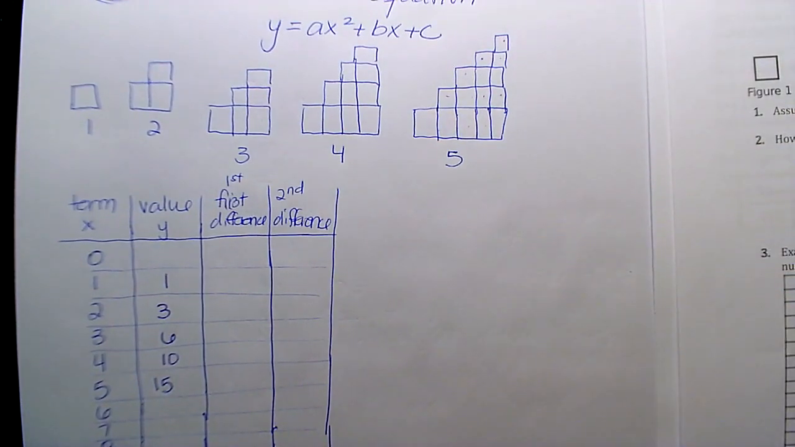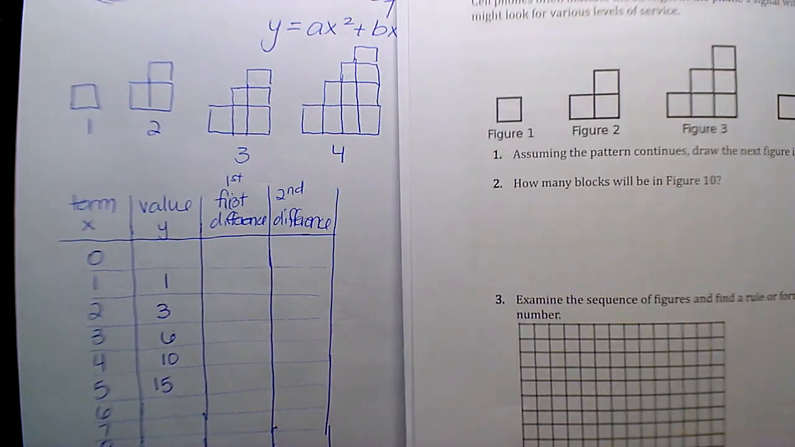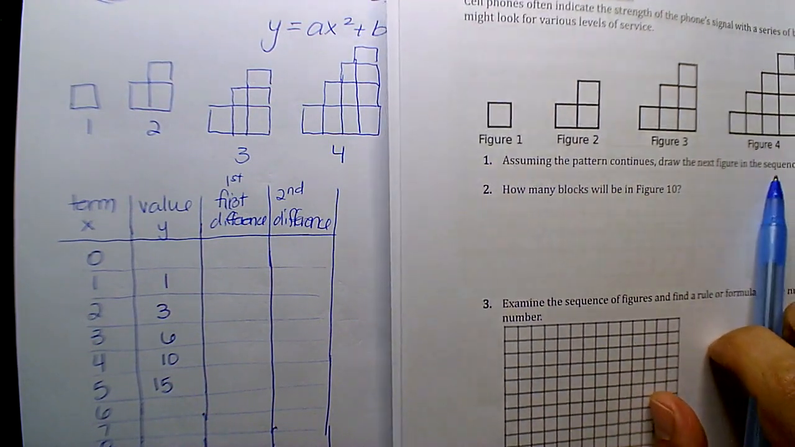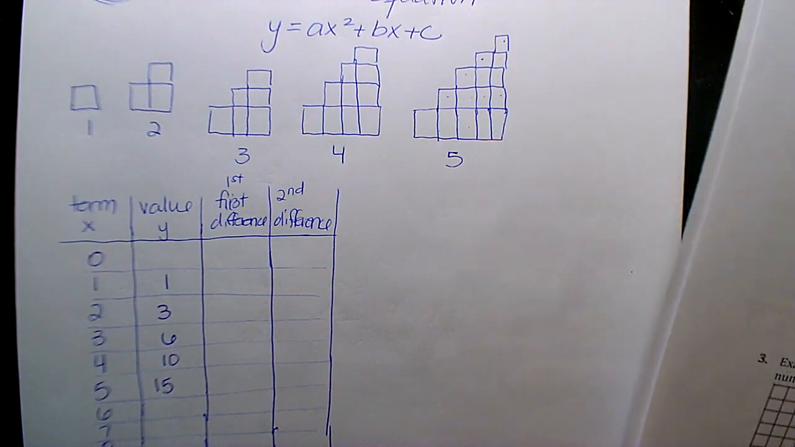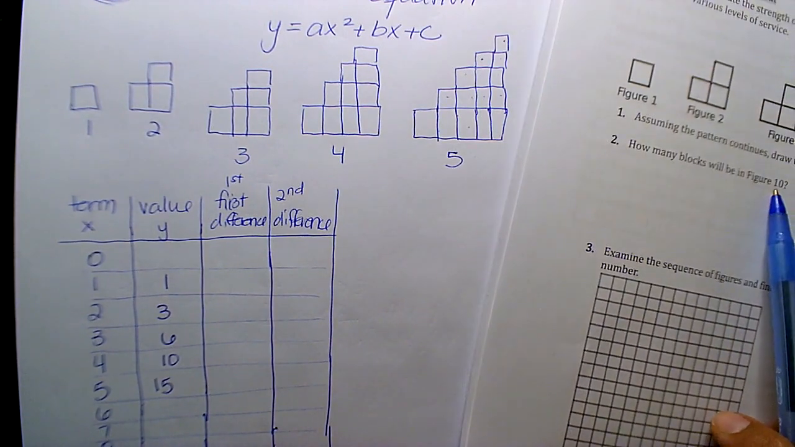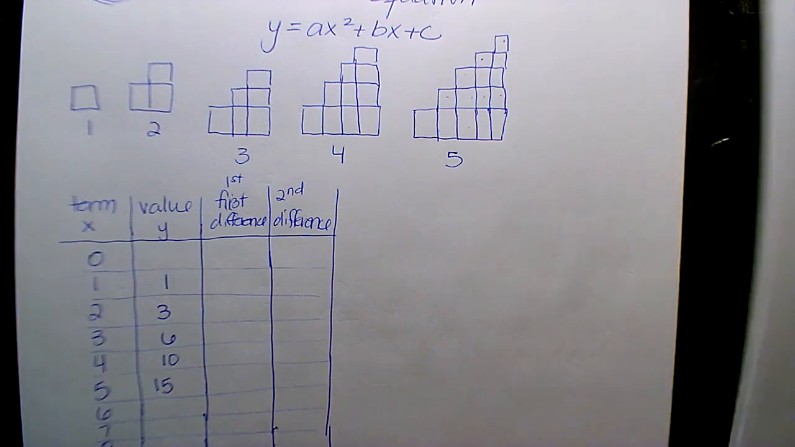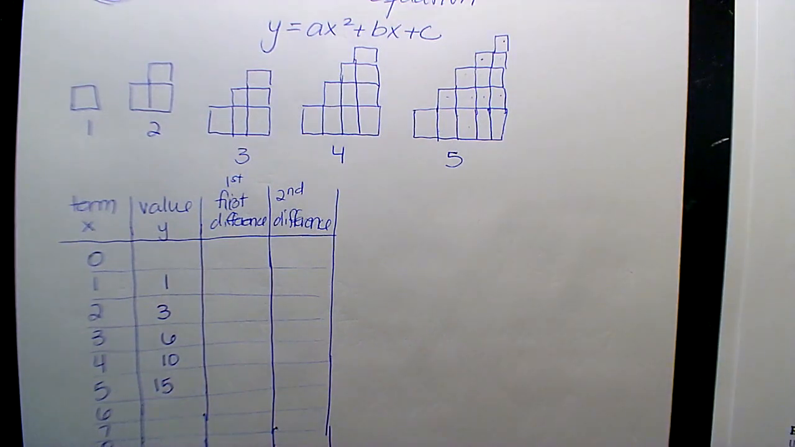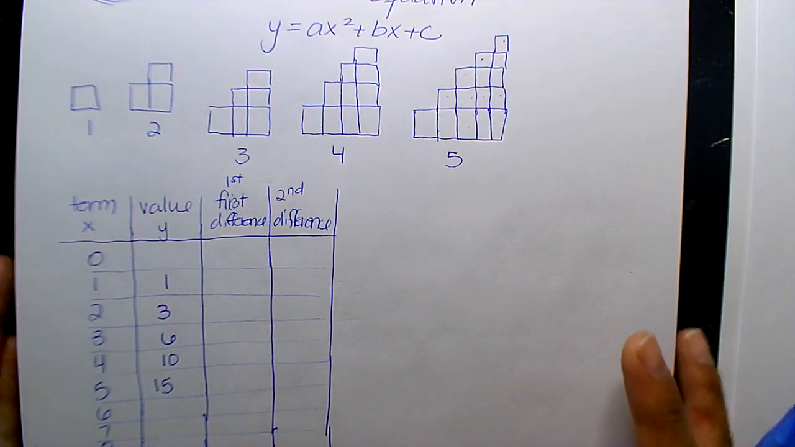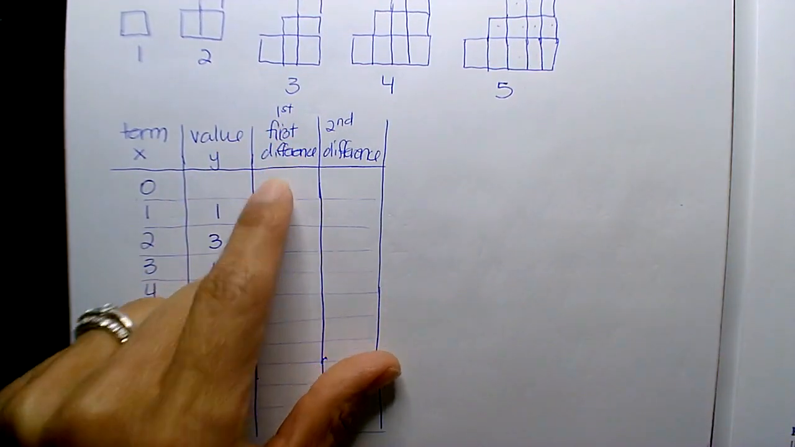So they asked us to draw, right? So on that page 3, assuming the pattern continues, draw the next figure in the sequence. We have that there, right? We'll do the figure 10 later on for this. But we're going to just kind of stick to here. Okay, keep going. All right, now you guys, what's your first difference?